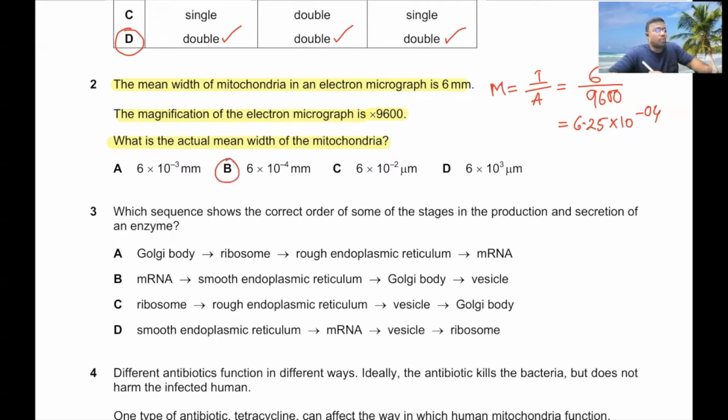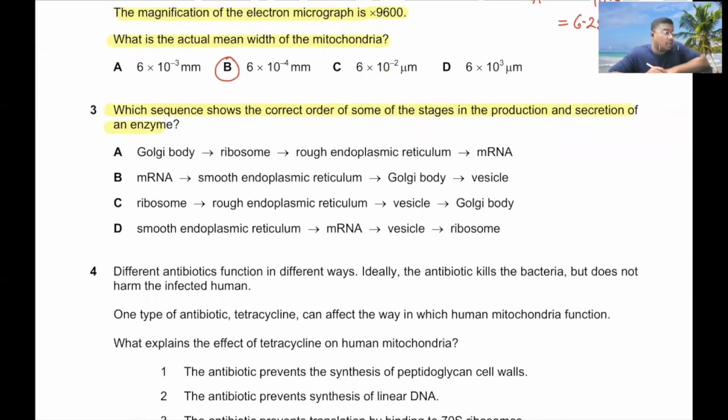Question number 2, option B. Which sequence shows the correct order of some of the stages in the production and secretion of an enzyme? All right. The production and secretion of an enzyme does not start with the Golgi body. It starts with the mRNA, but then after that, it doesn't go to smooth endoplasmic reticulum.